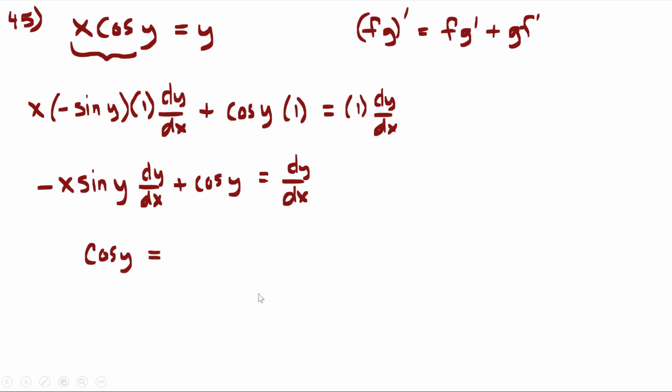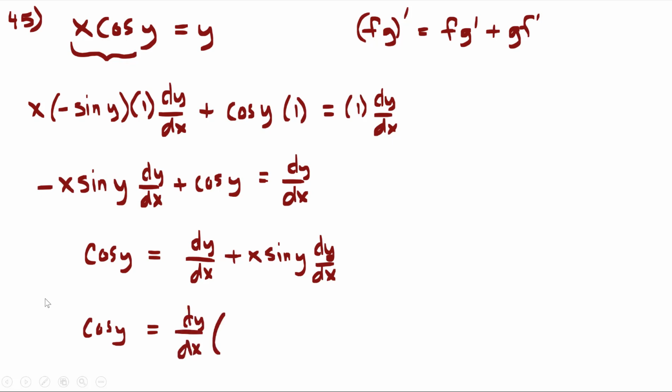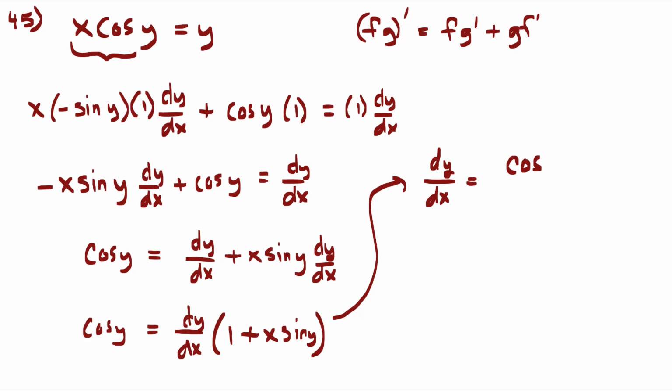So cosine y stays on the left, dy dx, now it's a plus x sine y dy dx. And like we did on the last problem, we factor things out. So dy dx, factored out, and we're left with 1 plus x sine y. Let's divide that out so that dy dx is all by itself. This I think you guys can do. And we're left with cosine y on top and 1 plus x sine y on the bottom. Perfecto.